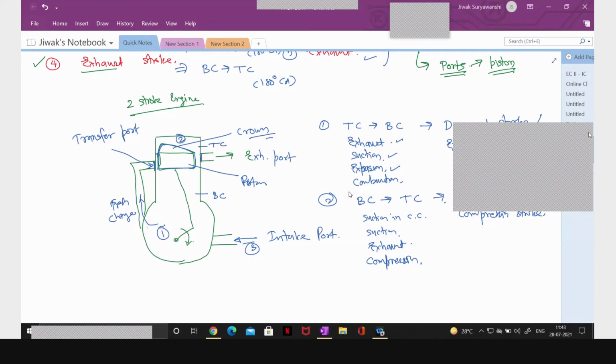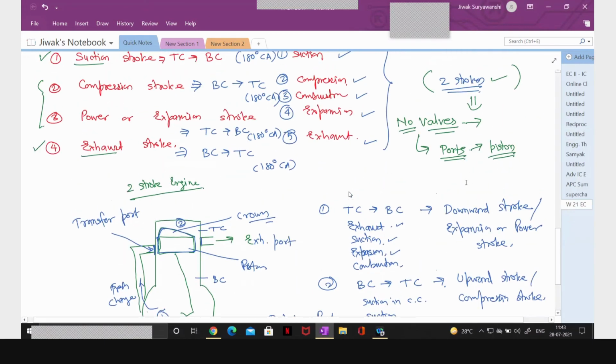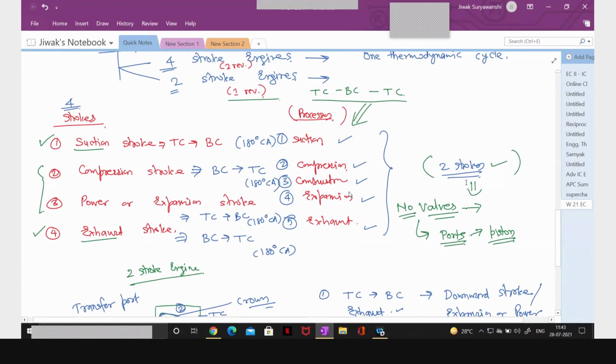Okay, this is just revision. I think you have learned all this earlier also. So this is one way of classification: 4-stroke and 2-stroke. Whether it is a 4-stroke engine or 2-stroke engine, all 5 processes will take place: suction, compression, combustion, expansion and exhaust. Now if you see the benefit of this 2-stroke engine, here you are getting 1 power stroke per revolution.